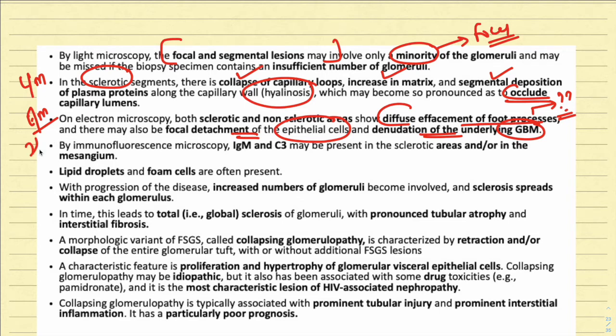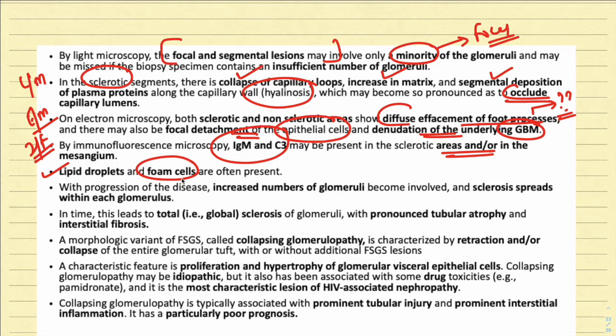If you look at the immunofluorescence, the IgM and C3 may be present in the sclerotic areas and/or in the mesangium. So you might see IgM and complement products deposited in the sclerotic areas or in the mesangium. Now lipid droplets and foam cells are also present. Why they are present, I have already discussed that point yesterday in nephrotic syndromes. I am not discussing it again.